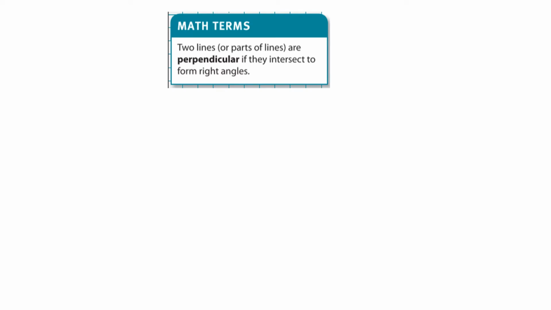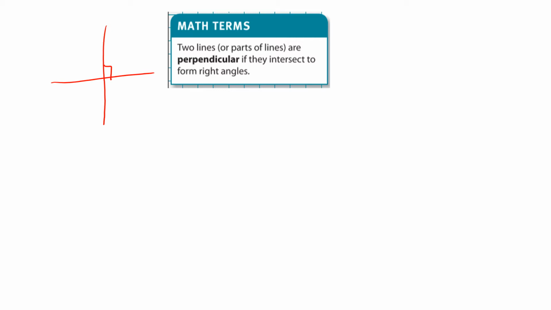So we have our term for perpendicular lines. We know that two lines or parts of lines are perpendicular if they intersect to form right angles. So we have two lines, say, that are intersecting. If they form right angles, then they are perpendicular, okay? That's pretty much it for that.